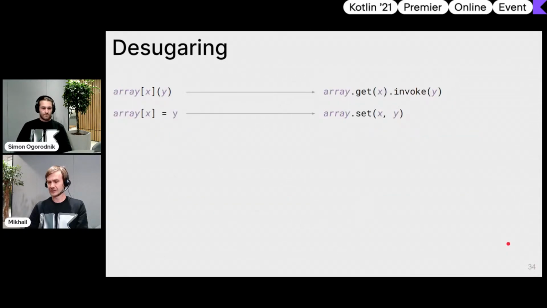All square brackets are converted to get or set calls depending on the context. Some parentheses are converted to invoke calls, in case the front-end IR builder can determine that nothing more is possible here.